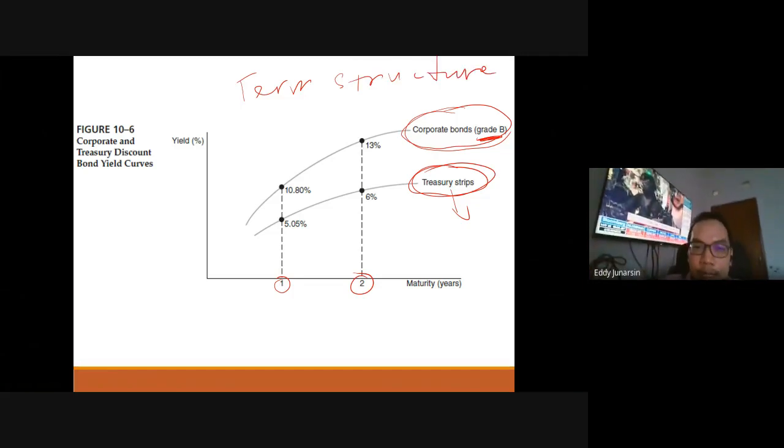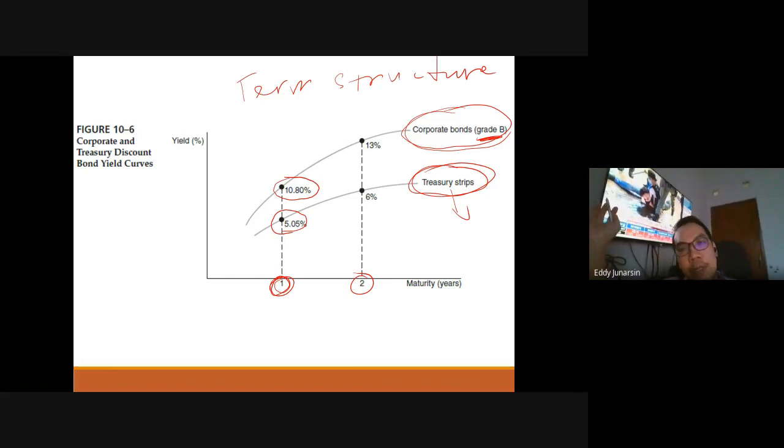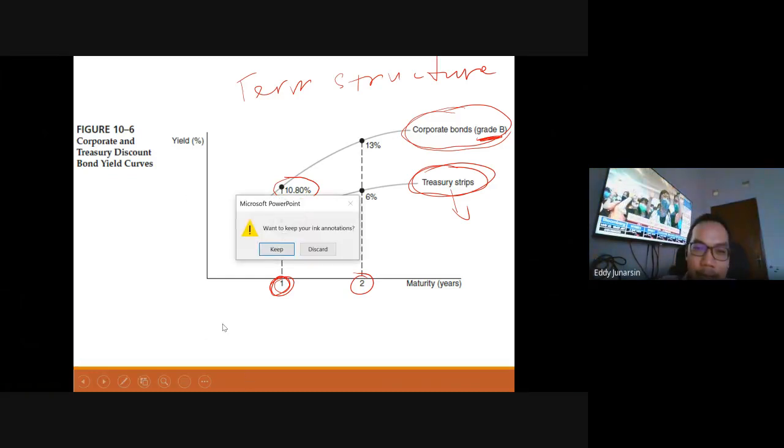So this makes sense, right? For example, for 1 year maturity, if you invest in the treasury strip, you are promised to get 5.05%, whereas if you buy the corporate bond, you expect to get 10.8%. This makes sense, right? The corporate bond is paying higher. Once again, why?